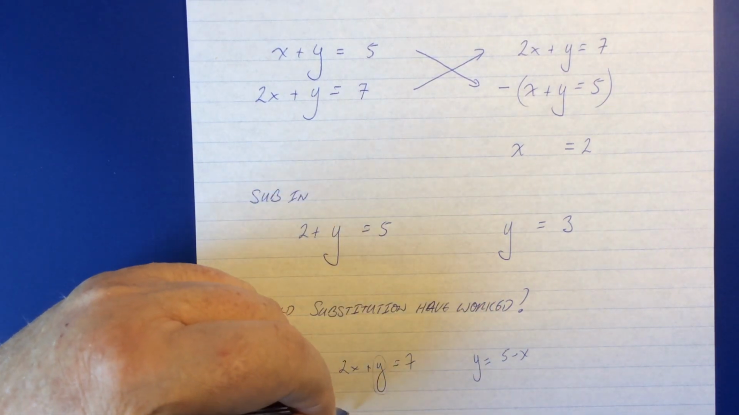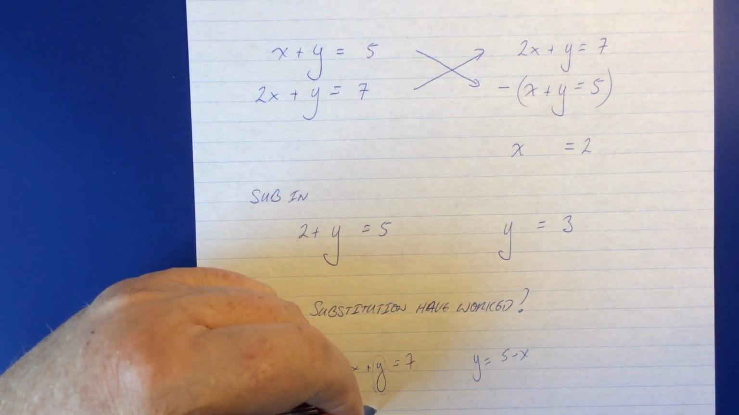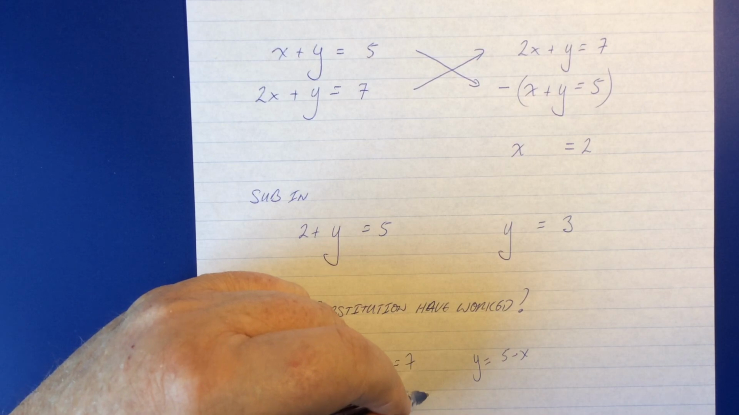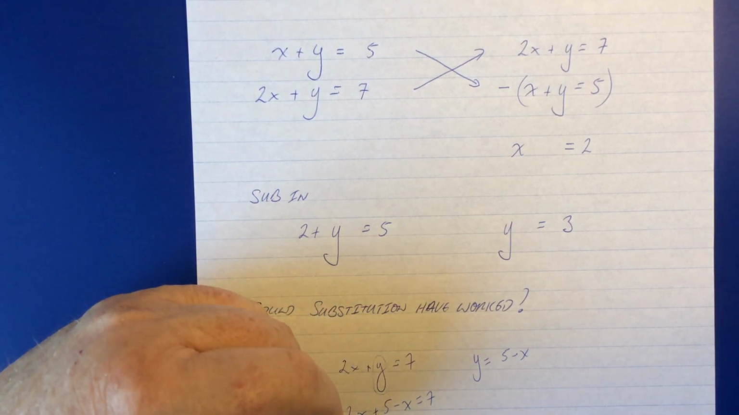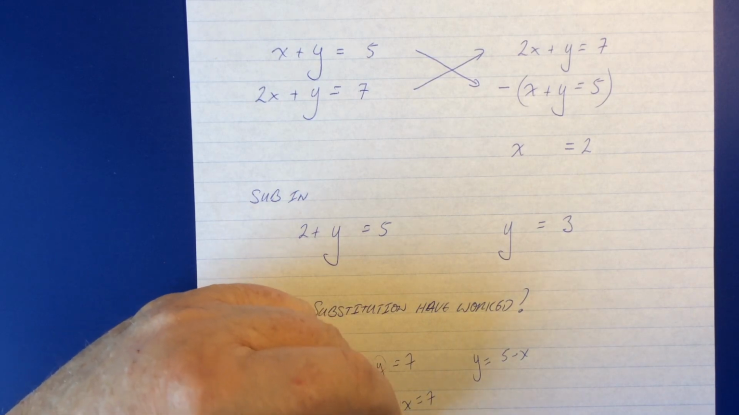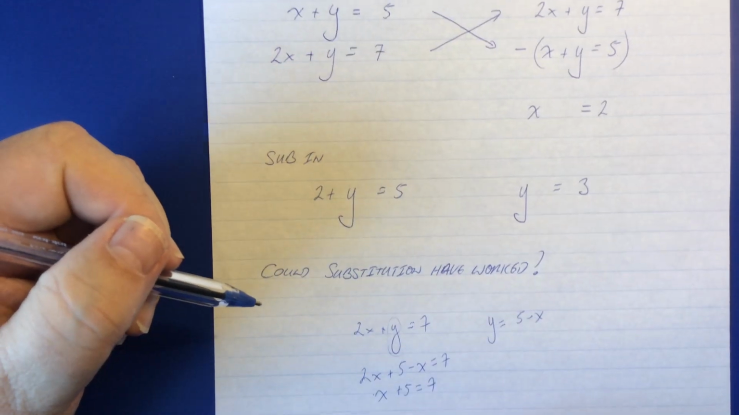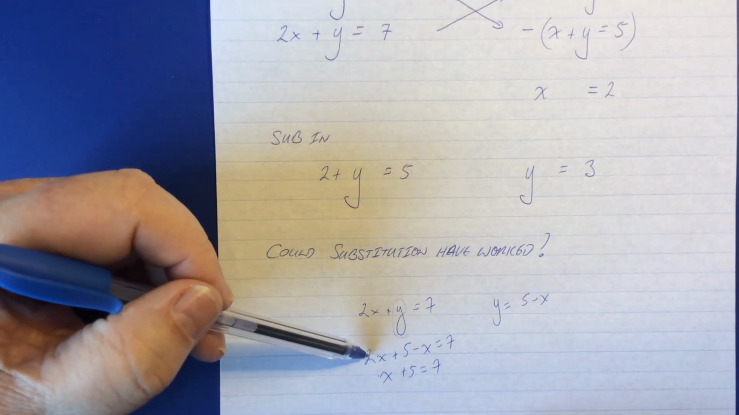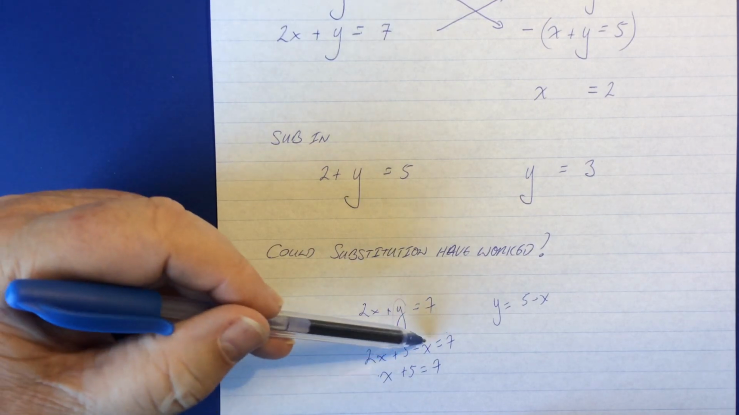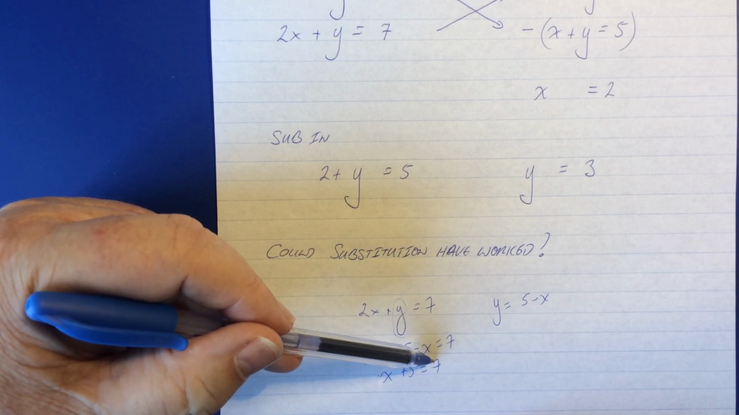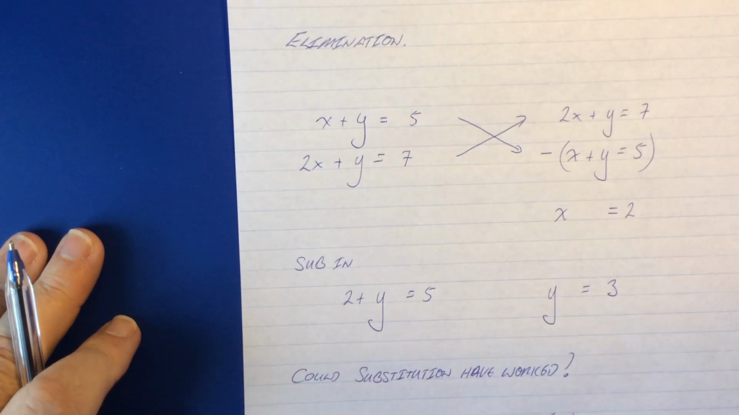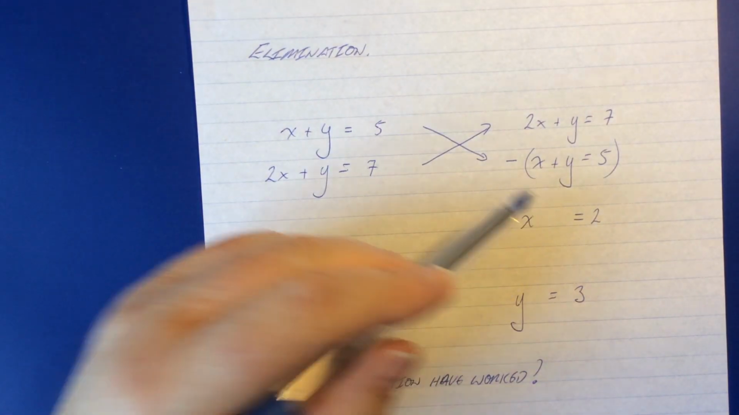So we could say that 2x plus 5 minus x, which is y, equals 7. So 2x minus x is x plus 5 equals 7. Let me just do that again. 2x plus 5 minus x equals 7. We can get rid of one of the x's and we're down to x plus 5 equals 7. So x is going to equal 2. And as you can see from up here, x does indeed equal 2.